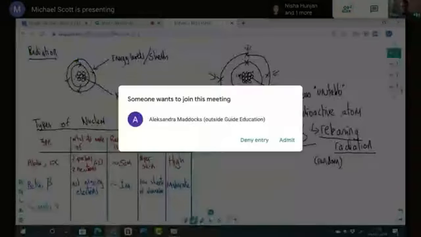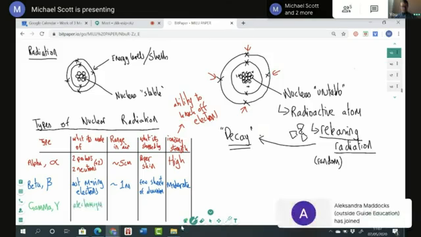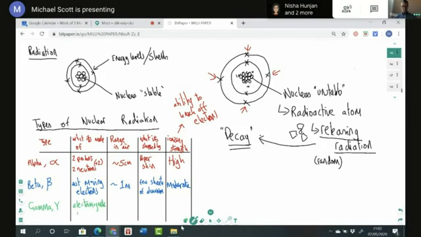But gamma radiation is quite simply an electromagnetic wave. Okay. You'll notice if you've looked at the electromagnetic spectrum, we will probably look at that in future lessons. But gamma is actually a wave in the electromagnetic spectrum. So because gamma is a wave, it's not actually made of any particles as such. It's just this high energy wave.